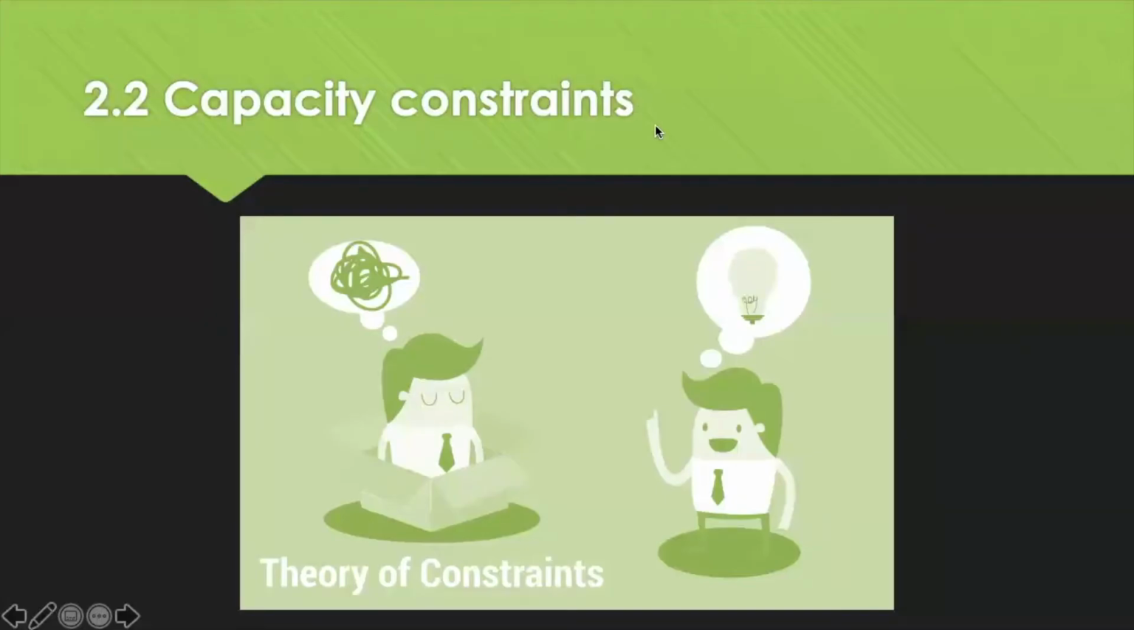But capacity constraints are caused by a range of internal and external factors. These are the factors that are preventing a business from producing the quantity that it wants to produce. And the internal factors range from minor bottlenecks like broken equipment to significant ones such as lack of capital or skills or space. But external factors like government regulations can act as a constraint.